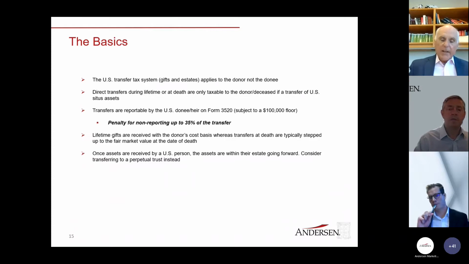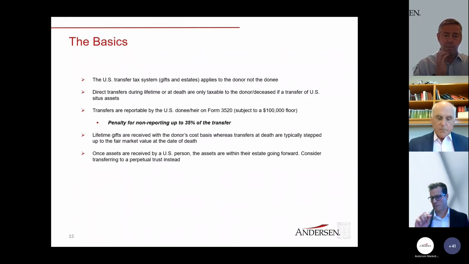Yeah. The next two slides. Yes, David. Sorry, just a quick comment on the penalty, because I can't emphasize enough how draconian these penalties are. You would think it's a simple error of not reporting a gift that would not otherwise be taxable. But when you're talking about a multi-million-dollar gift, as you can imagine, a 35% penalty is very substantial. And the IRS is pretty strict on these penalties.